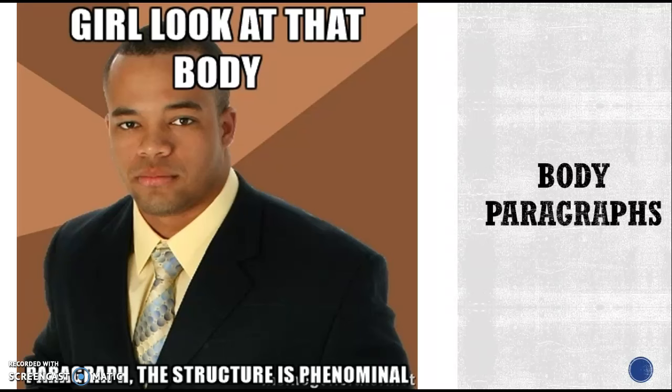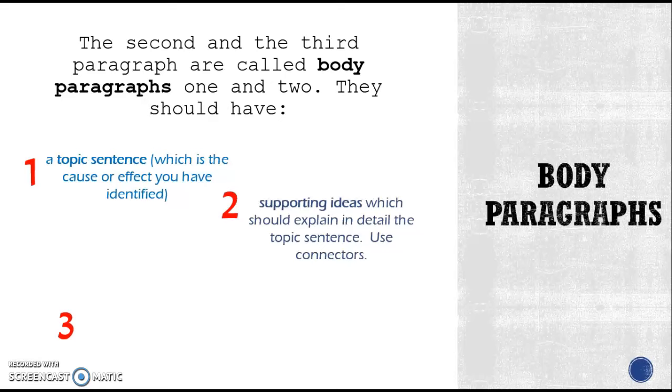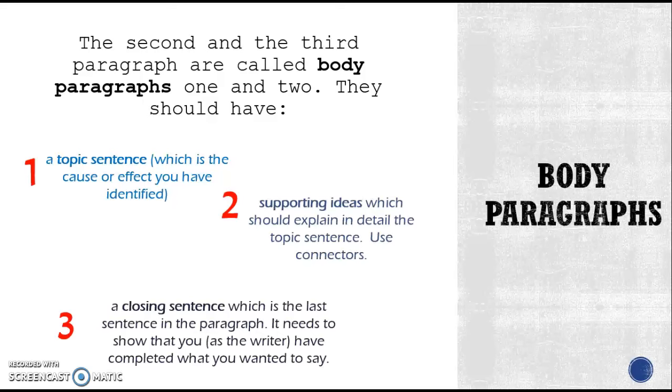We have the body paragraphs. The second and the third paragraph are called body paragraphs 1 and 2, and they should have 3 important elements. First, a topic sentence, which is the cause or effect you have identified. Second, supporting ideas. We should explain in detail the topic sentence. Remember to use connectors. And third, a closing sentence, which is the last sentence in the paragraph. It needs to show that you, as the writer, have completed what you wanted to say.